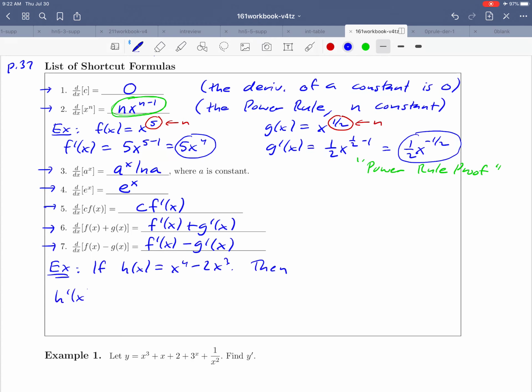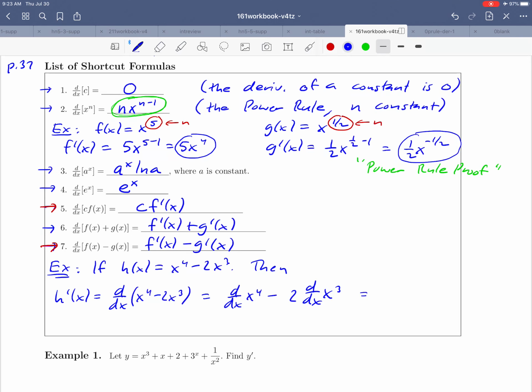Okay, well, notationally, h prime of x is just d dx of x to the 4th minus 2x cubed. That's just notation for take the derivative of x to the 4th minus 2x cubed. And if you look up at our list, formulas 5 and 7 kind of apply in this situation. They tell us we can break this derivative down. Okay, in particular, we can first take the derivative of x to the 4th, then we can factor the 2 out and take the derivative of x cubed.